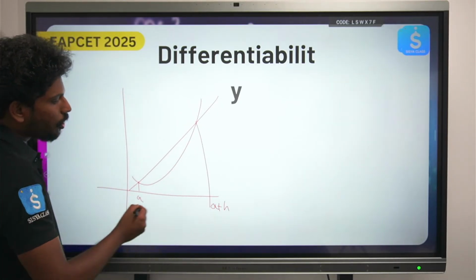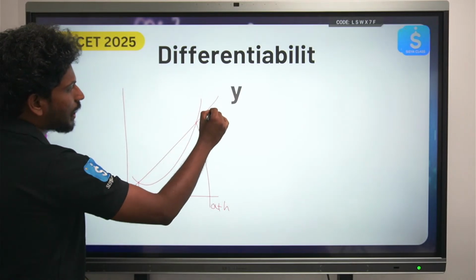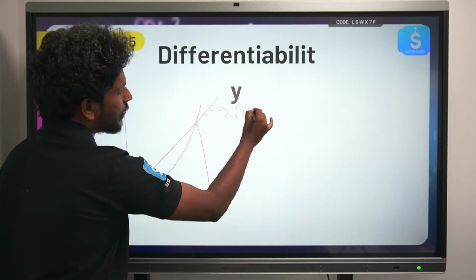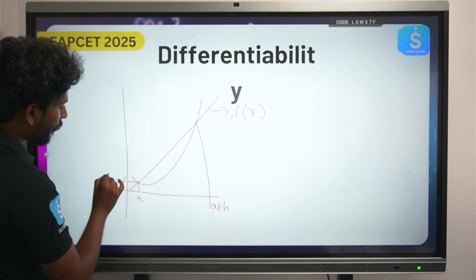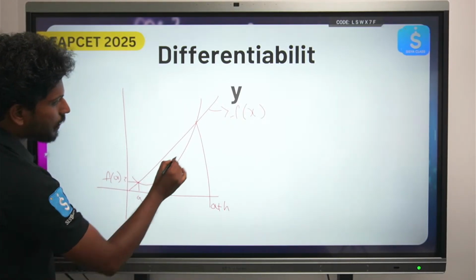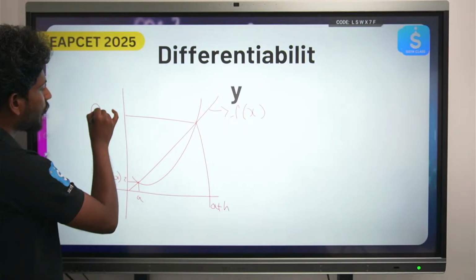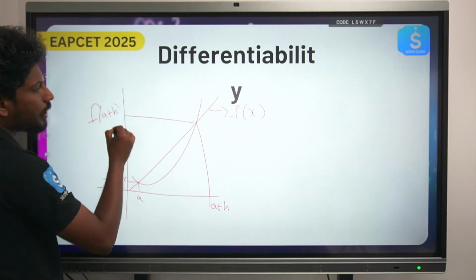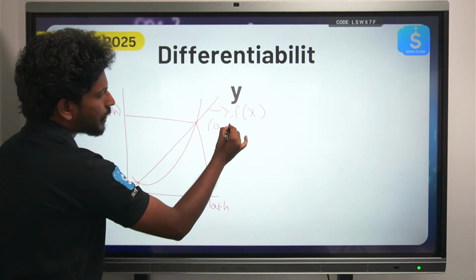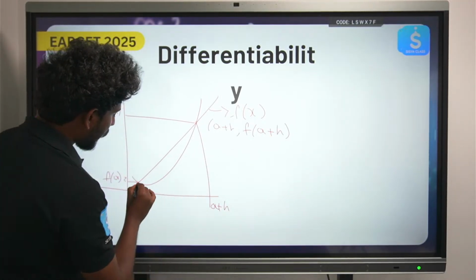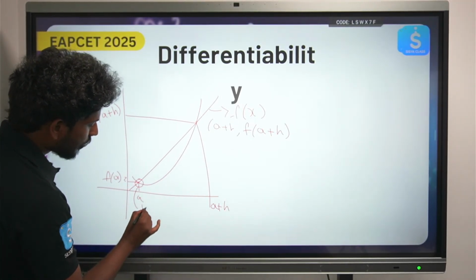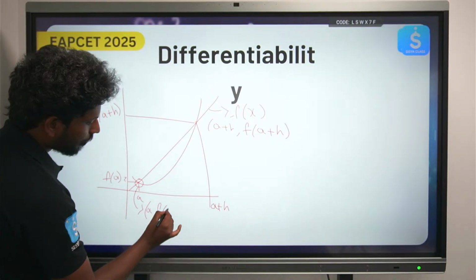Now what is the slope of this line? Let's take this curve to be f of x. So what will be this point? This is nothing but f of A, and this point will be f of A plus H, right? So I can write this as A plus H comma f of A plus H, and this as A comma f of A.